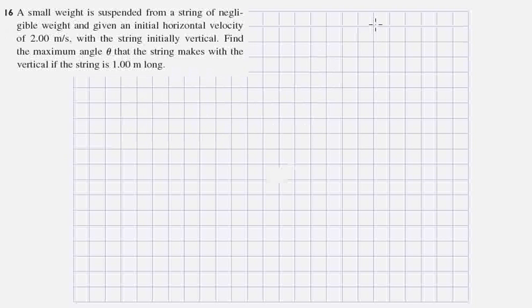Alright, so here's a sketch. We start with the string initially vertical, and the mass has an initial velocity v sub I, and then the mass swings up to some unknown maximum angle theta. And to solve this problem, we're going to use conservation of mechanical energy.